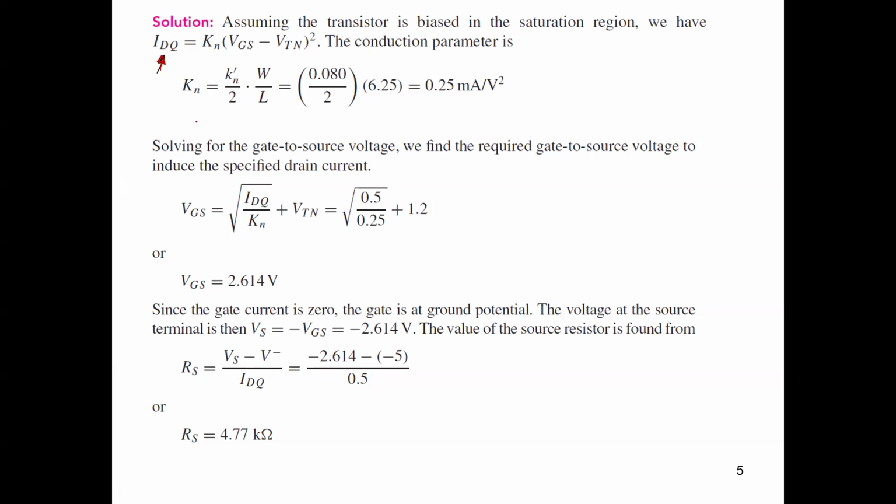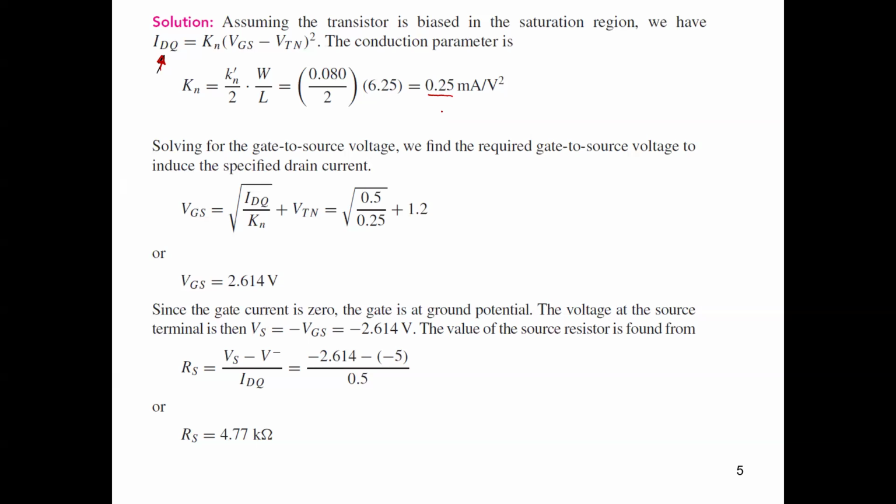We didn't mention before, guys, what Kn prime is. Maybe it did not exist before. So what is Kn prime? This is the relation between Kn and Kn prime. The parameter Kn equals Kn prime divided by 2 times W divided by L, which is the channel width divided by the channel length. Kn prime is given. So the value of Kn is 0.25. This is now the value of Kn we have in our problem.